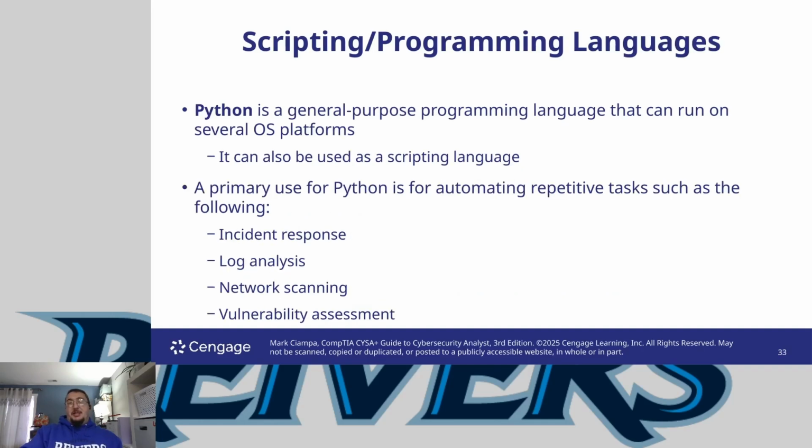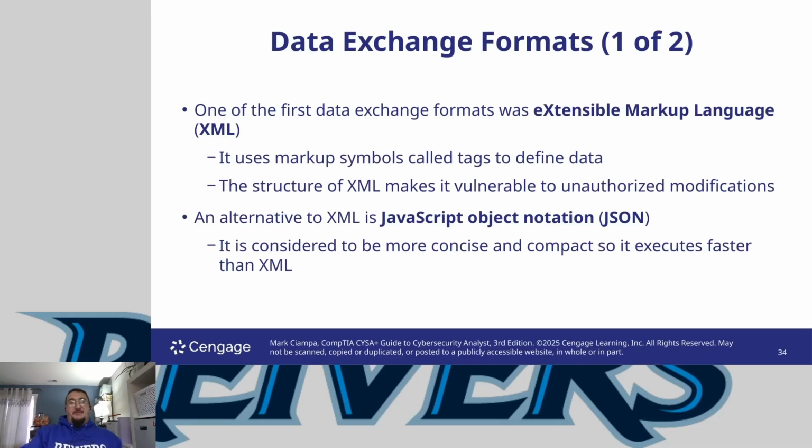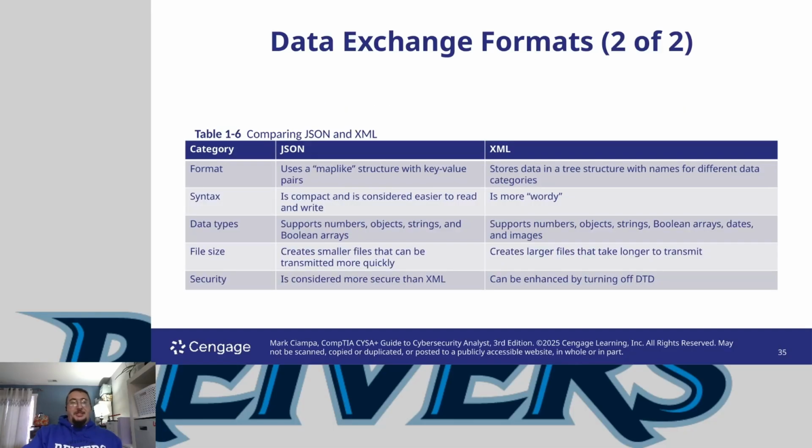Python is a good scripting language to learn. JavaScript, if you're doing anything for web pages, that is technically a scripting language as well. Python is quite popular for many, many things. Data exchange formats, you have XML. It's been superseded today by JSON, which executes faster than XML, and XML is not used much anymore these days. You see here the difference between the two for format, syntax, data types, file sizes, and security.